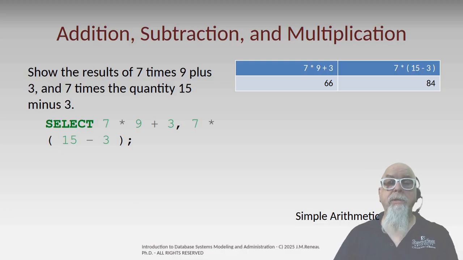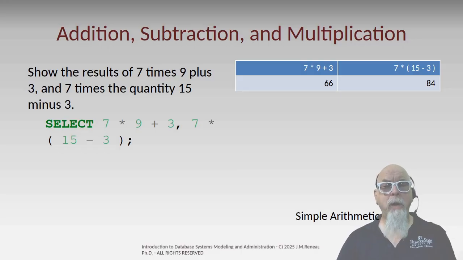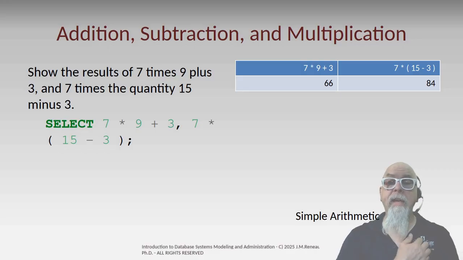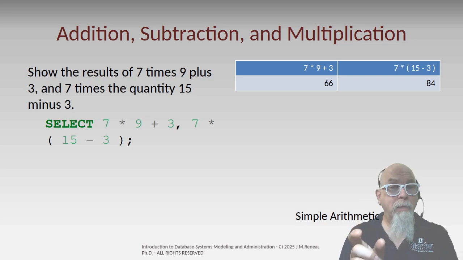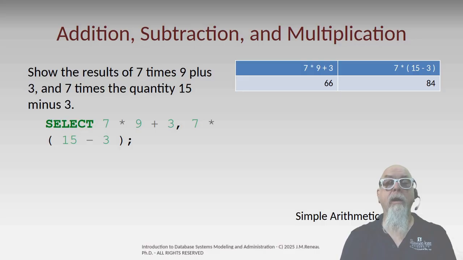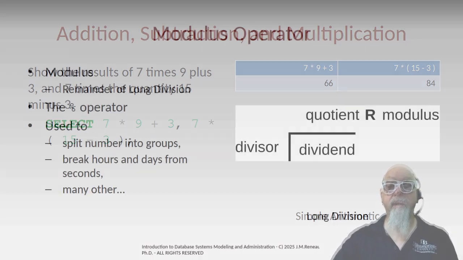To make my examples nice and simple, I'm using a select without a from, which you can do. It just does the math in the columns. We could, instead of using constants, use the column name as one of the operands, one of the arguments to the operator, and it would have used those column values. But we can see here how parentheses work to do some simple addition, multiplication, and subtraction.